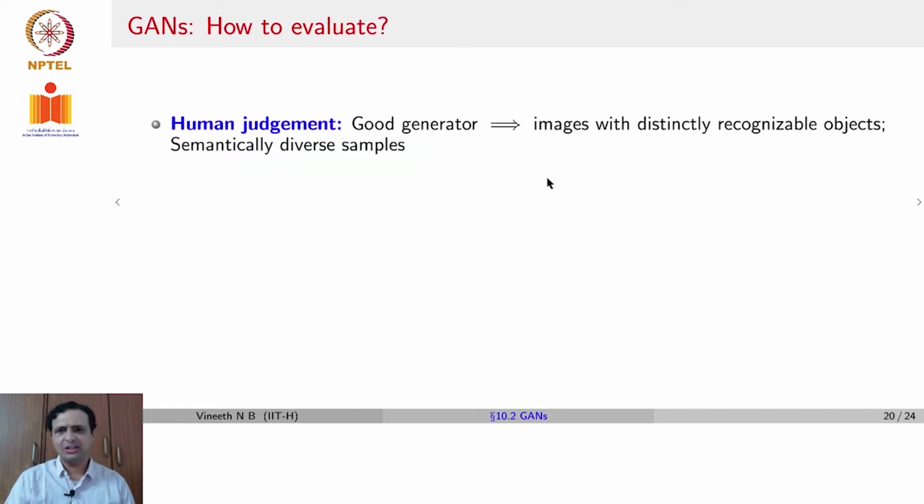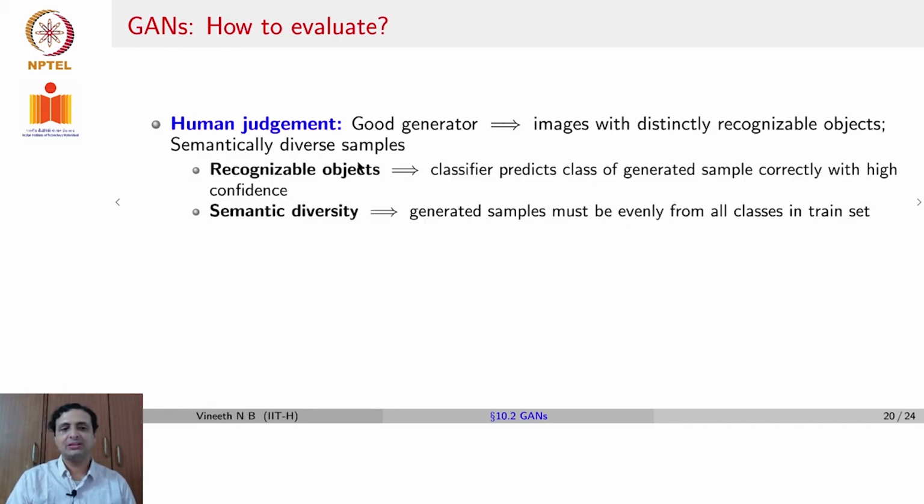Now the final discussion of this lecture is how do you evaluate GANs? Because so far for supervised learning we could use accuracy, but in GANs how do you evaluate these models? One is you could use human judgment. How would you use human judgment? You would say a good generator is one which can generate images with distinctly recognizable objects, and it also generates semantically diverse samples. How do you measure this?